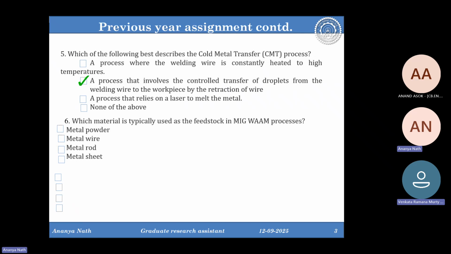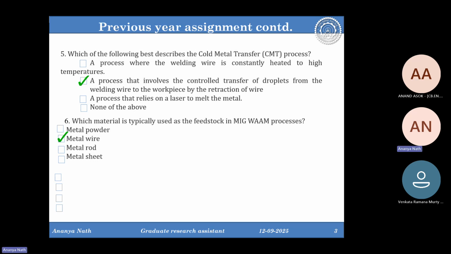Which material is typically used as a feedstock in MIG WAM? It's very easy. Feedstock normally means what you're printing with. Yes, it's the metal wire. Feedstock is your raw material for the printing, and it will get melted. Rod, in the sense, is not continuous. Rod means its diameter is way too high. In case of TIG, will it be a tungsten electrode?